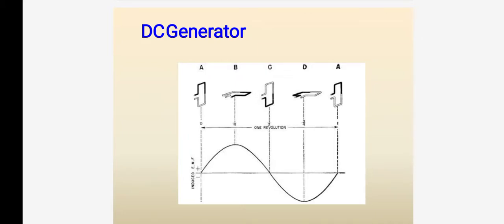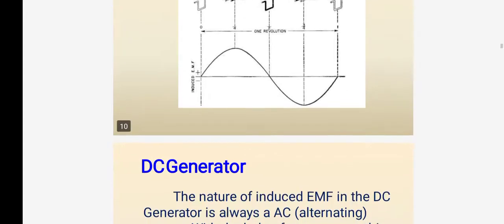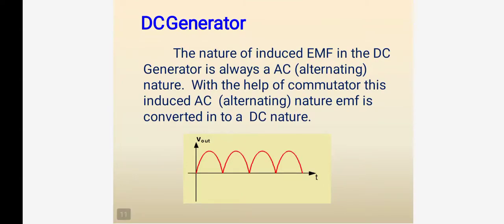You can see A, B, C, D, A. Again, one full cycle is completed, so we can generate the corresponding AC waveform. The sinusoidal waveform is obtained based on the position of the conductor placed in the magnetic field. In the DC generator, the nature of the induced EMF is always alternating. With the help of the commutator, this induced AC EMF is converted to DC.